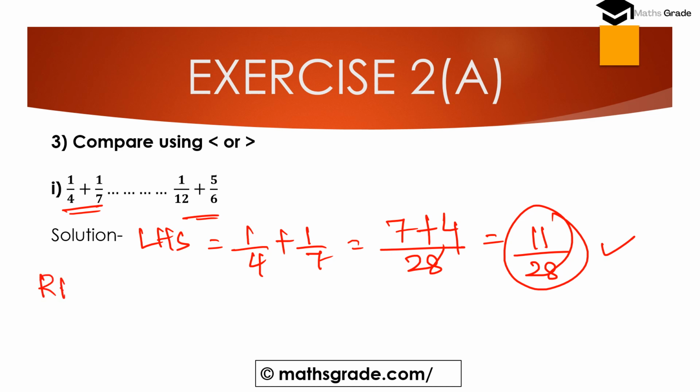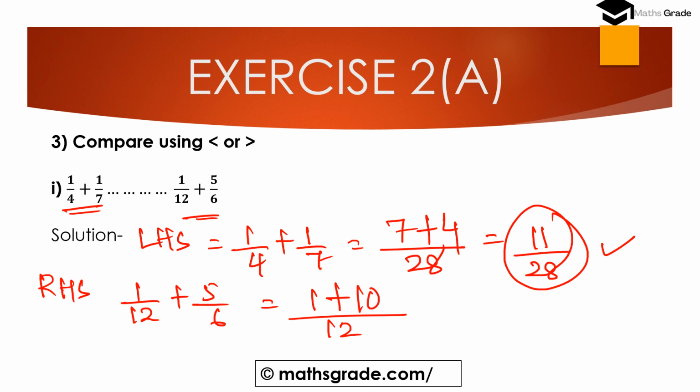Now find out the RHS value, that is 1 divided by 12 plus 5 divided by 6. LCM is 12. Prime factorization of 12 is 6 multiplied with 2, and so LCM will be 6 multiplied with 2, that is 12. Now divide 12 by the denominator 12, that is 1, 1 multiplied with the numerator 1 is 1, plus 12 divided by 6 is 2, 2 multiplied with 5 is 10. So 11 divided by 12. Now 11 divided by 28 and 11 divided by 12.